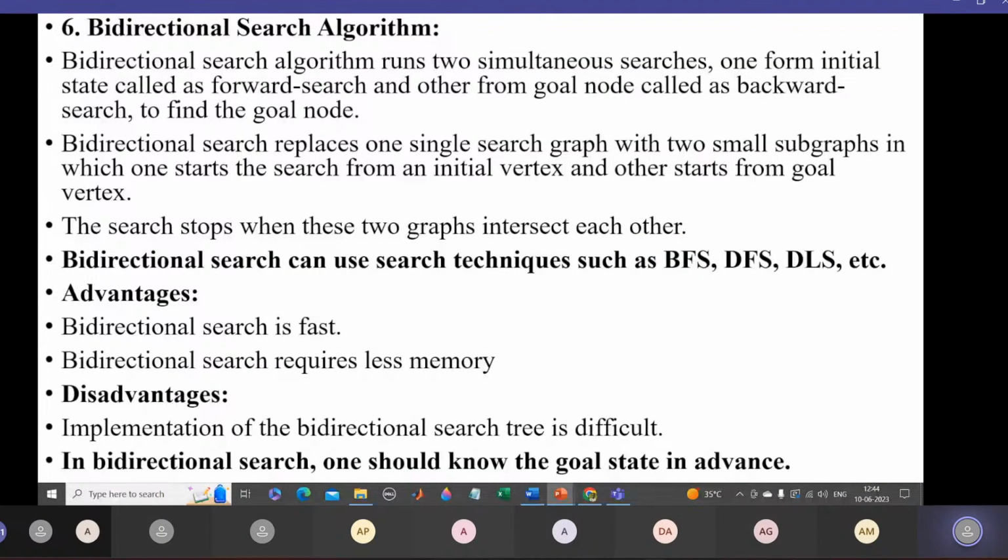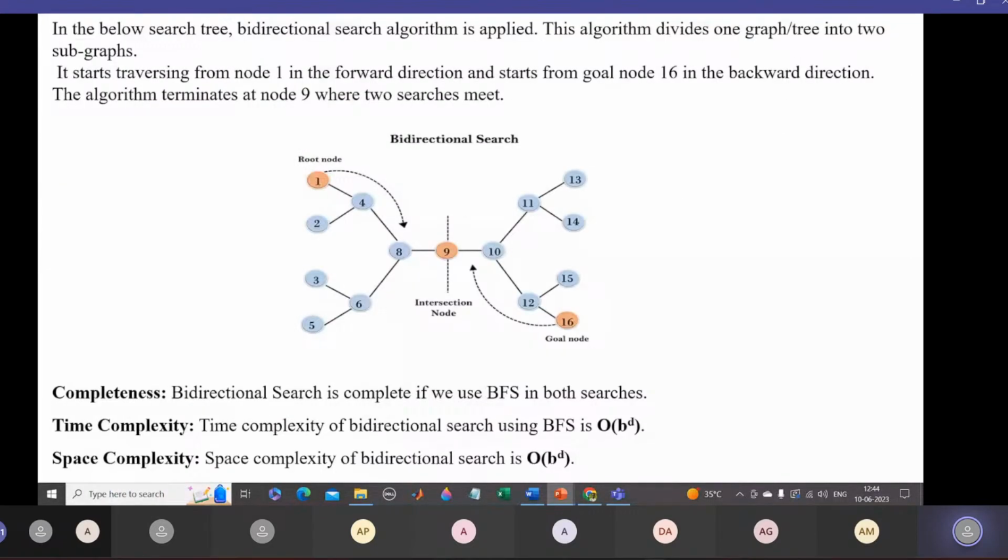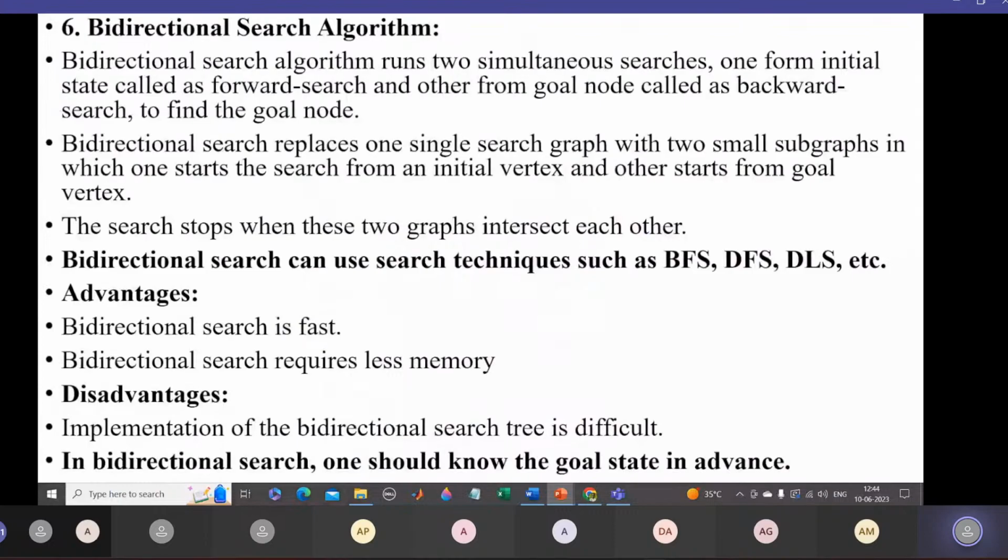And I think this is the last algorithm, bidirectional. I think after this, we'll stop here. Okay, next is the bidirectional search algorithm. It is going to run two simultaneous searches. One will start from the source node, and the other will start from the destination. One from the initial state, forward search, and one from the goal node, that is the backward. So here one search graph is replaced into two smaller ones. One graph will be divided into two subgraphs. One will start the search from the initial vertex, one will start from the goal vertex.